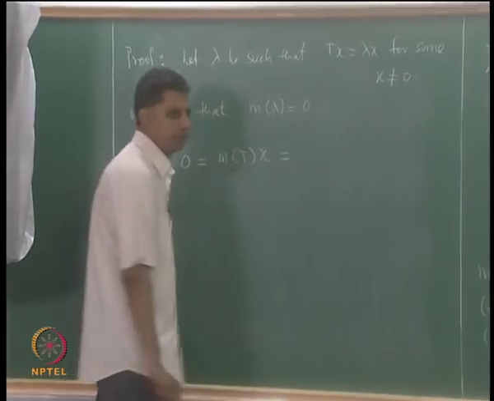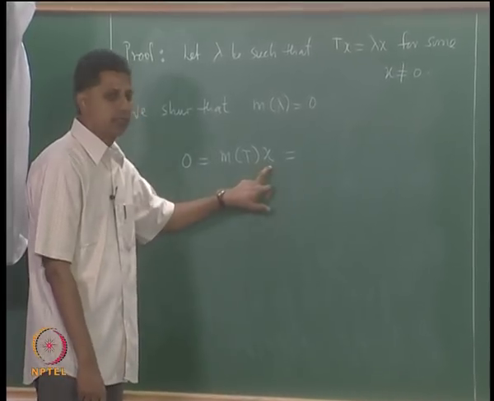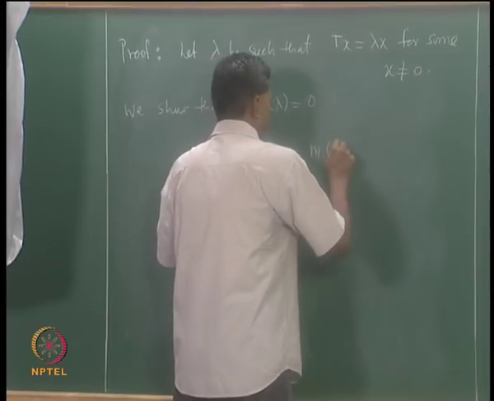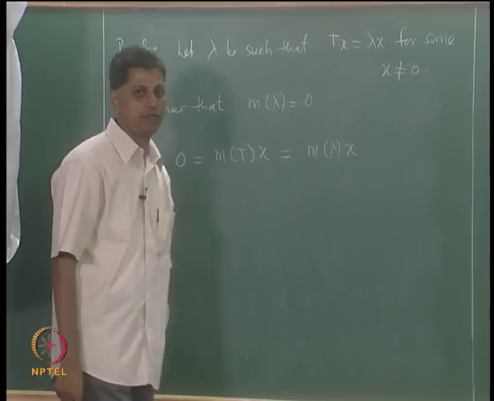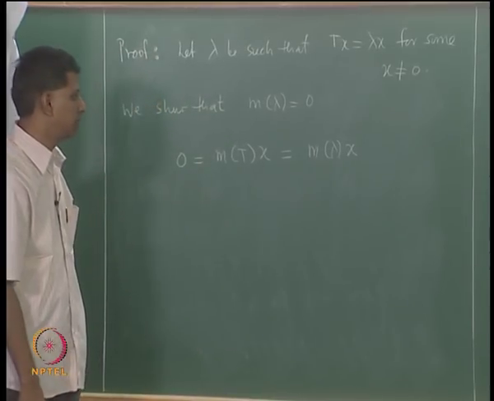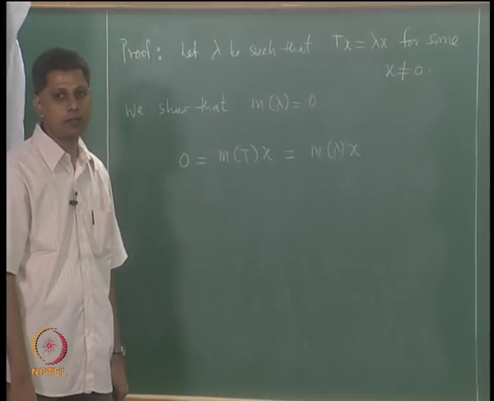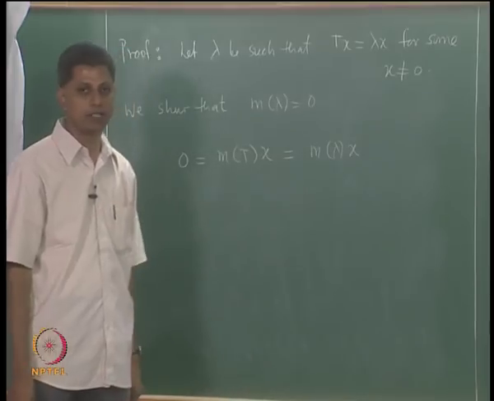But you remember this result that we proved: if lambda is an eigenvalue, m(T)x can be written as m of lambda times x, since Tx equals lambda x. We saw this result in the last lecture. This is m of lambda into x. m of lambda is a number, x is a vector. x is an eigenvector, so it is not 0, so m of lambda must be 0.